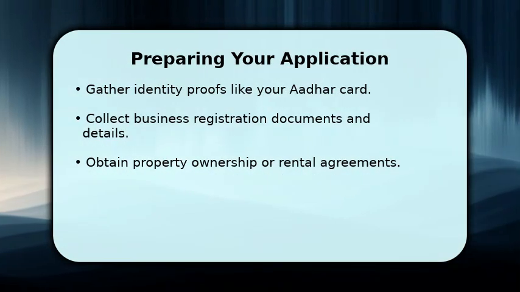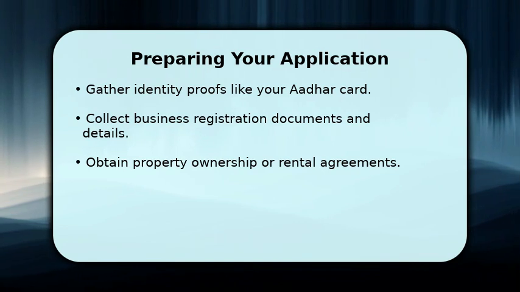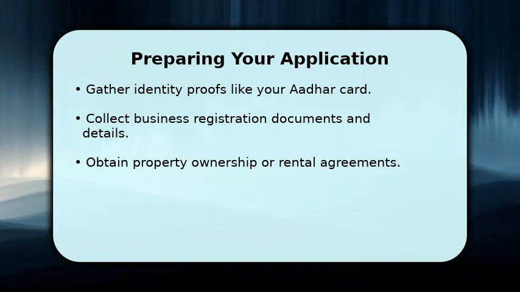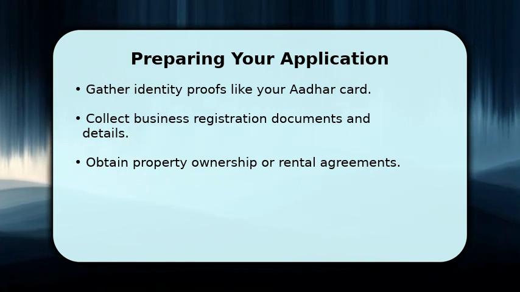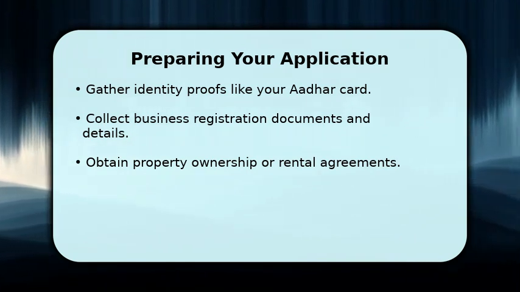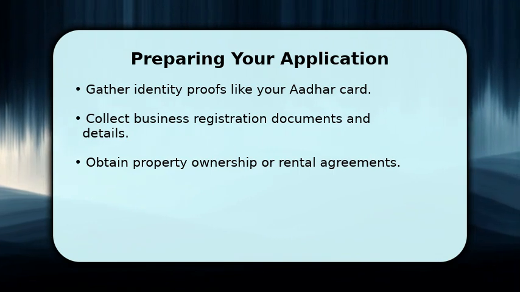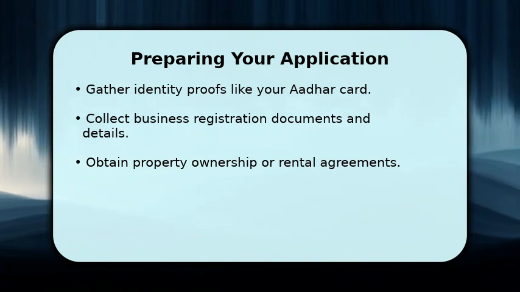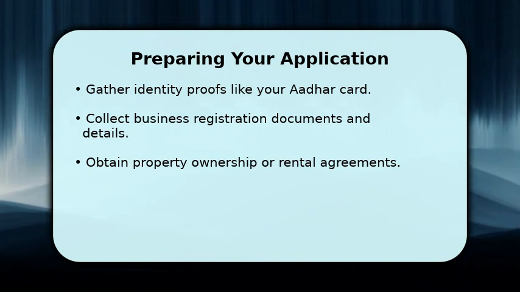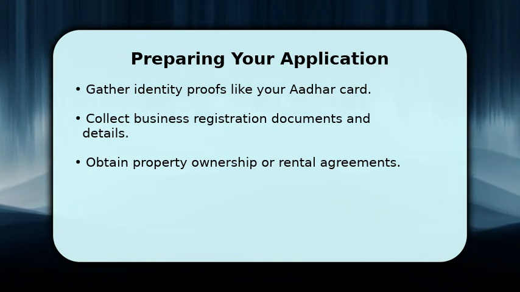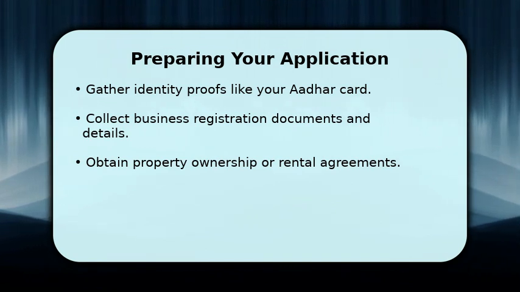Before you begin the online application, it's crucial to prepare all your documents. This includes your identity proof, such as an Aadhaar card, and your business registration certificates. You'll also need property documents, like a rental agreement or ownership proof for your business premises. Having these ready will make the online process much faster and prevent delays.